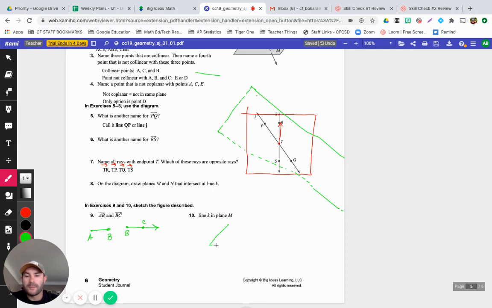And then line K in plane M. So I need to draw a plane. You need to give yourself like a sheet of paper. Make sure you label that as plane M. And then I'm going to change my color and draw a line that sits on that plane. Lines have to have these arrows, so throw a few arrows on there. Sorry, this is glitching. If we're on Loom, which I am, you can always speed this up if you need to. Okay, and that's line K. So there's your line K on plane M.